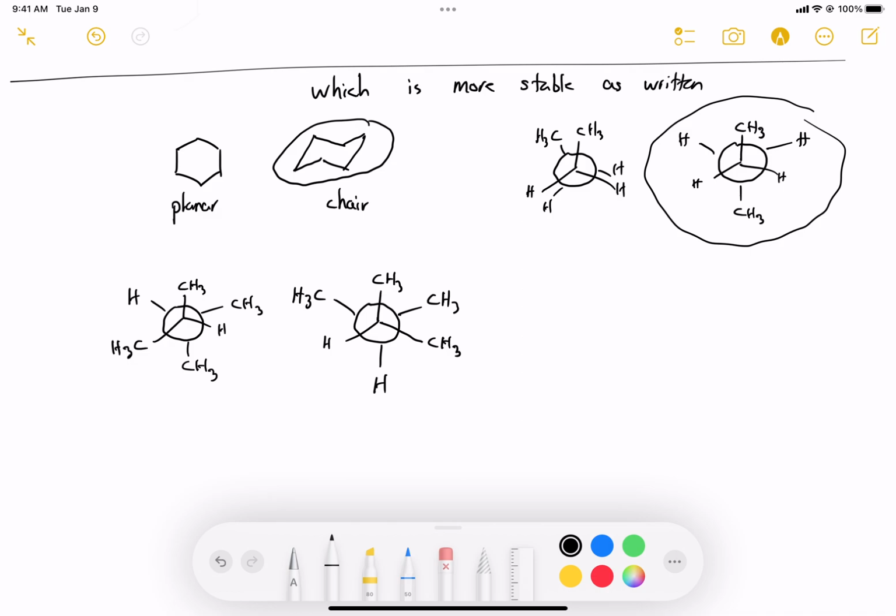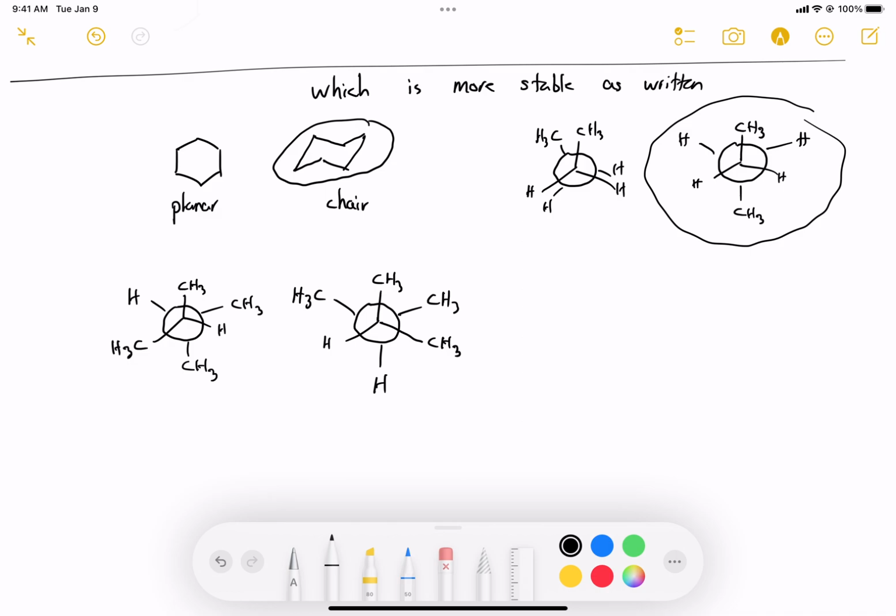Okay, so this one might look a little confusing, but if we think about it, on the left we have two anti configurations. So we have two methyl groups, and the other two methyl groups are in anti positions. But when we do that, we have less gauche interactions when we put them like that, right?